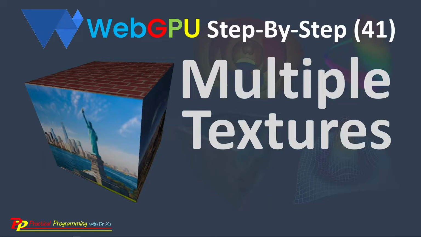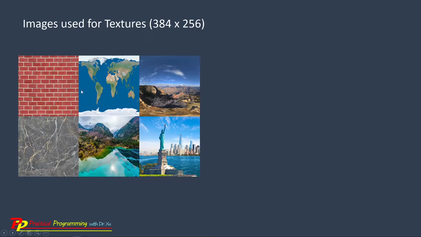In this example, we will use a shortcut approach. We first combine multiple images into a single large image, and then apply different portions of the image to different faces of the cube by properly assigning the texture coordinates. As shown here, we have six images, each with a size of 128 by 128 pixels. Now we combine these six images into a single big image that has 384 by 256 pixels. I have added this image named multiple.png to the assets folder.